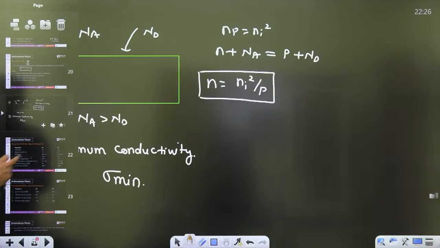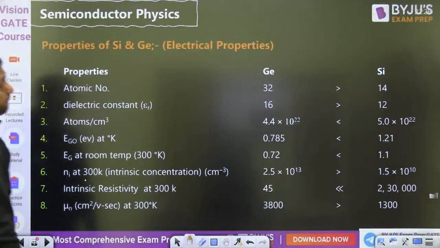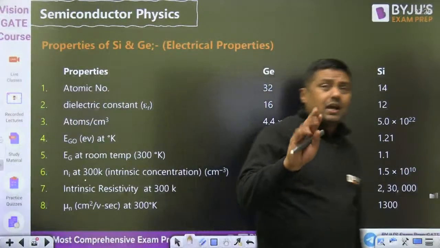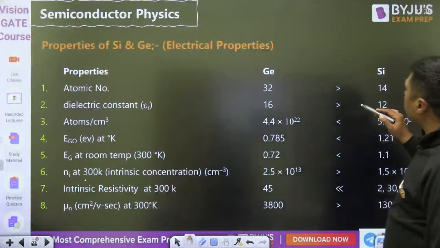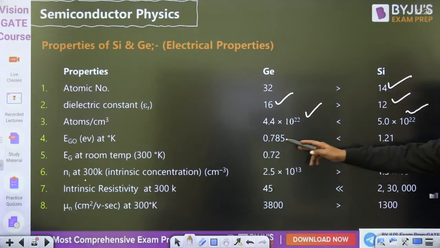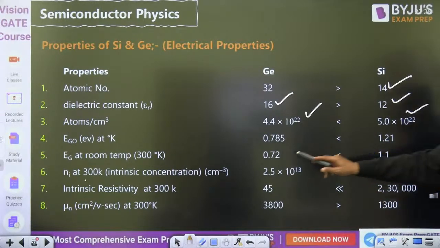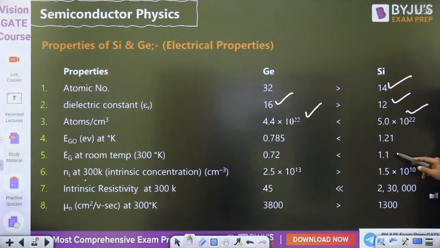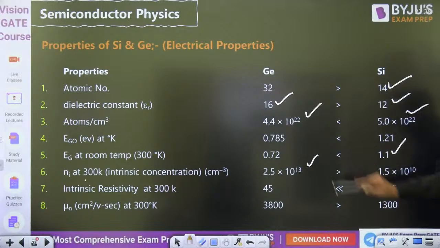Now, what are the important parameters again? The atomic number for germanium, the dielectric constant, that is very, very important, 16 and 12. Atoms per centimeter cube. And what about the Eg naught at 0 degree Kelvin? 0.785, 1.21, 0.72, and 1.11 at room temperature. Intrinsic carrier concentration for germanium is high, for silicon it is low.